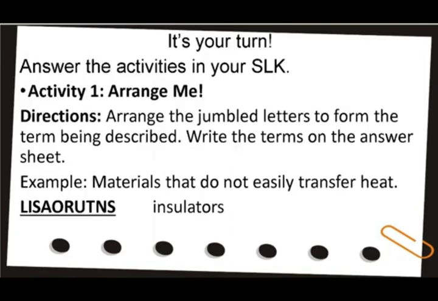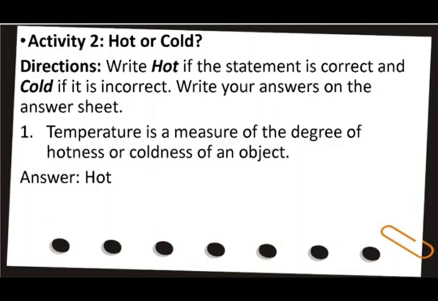It's your turn. Answer the activities in your SLK. Activity 1 is entitled Arrange Me. Directions. Arrange the jumbled letters to form the term being described. Write the terms on the answer sheet. Example: materials that do not easily transfer heat. The answer is insulators.